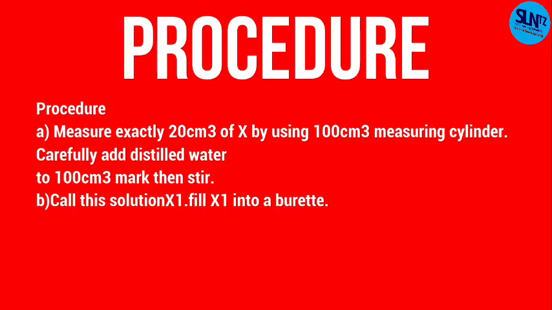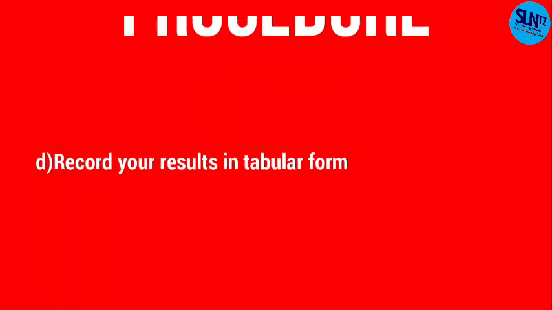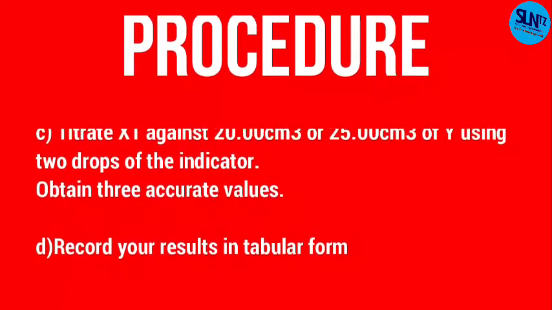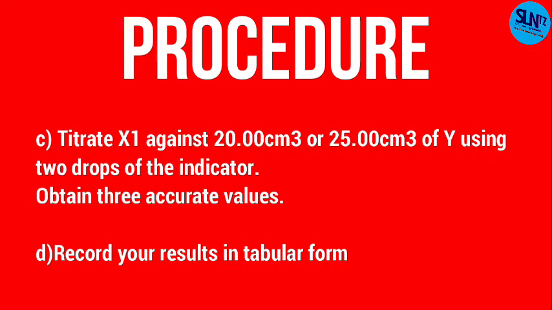When we say stir, it is to get the accurate volume required for the experiment. That is very important. Procedure B: after performing dilution, call this solution X1, and then fill X1 into the burette, that is the acid. Procedure C: titrate X1, which has been diluted, and not the previous X. Use X1, which you have diluted.